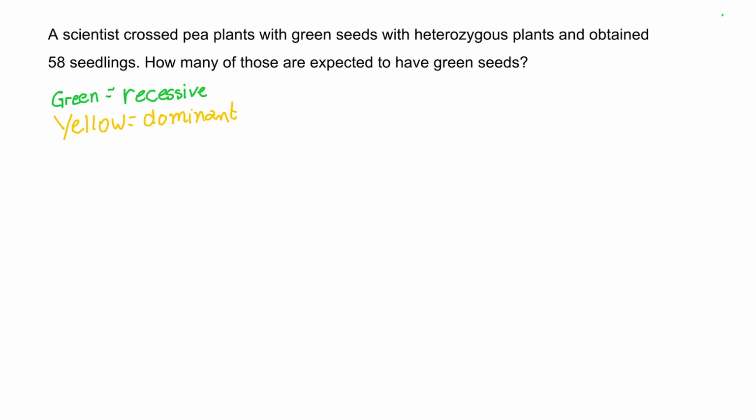All right, scientists, let's take a look at this question here involving the crossing of pea plants. And we're only going to talk about one gene, so that should be quick and easy. A scientist crossed pea plants with green seeds with heterozygous plants. So right off the bat, we have important information. Green seed is a recessive trait.